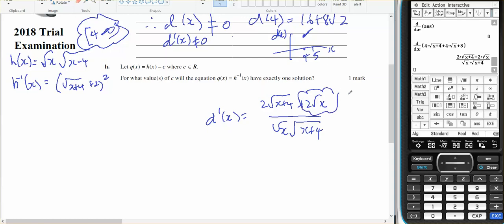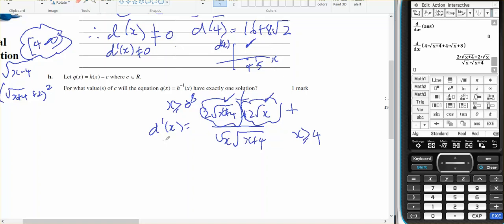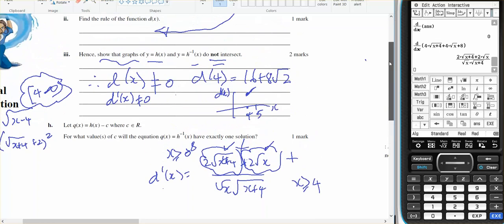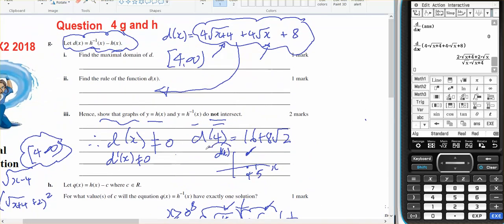This will always be positive because x is bigger than or equal to 4. That will always be bigger than or equal to, when that's 4, 4 times 2, that's 8. So this is always going to be positive, bigger than 0, so the derivative can never equal 0. So this can never ever be 0. Since this is never ever 0, this cannot equal this, therefore they do not intersect.